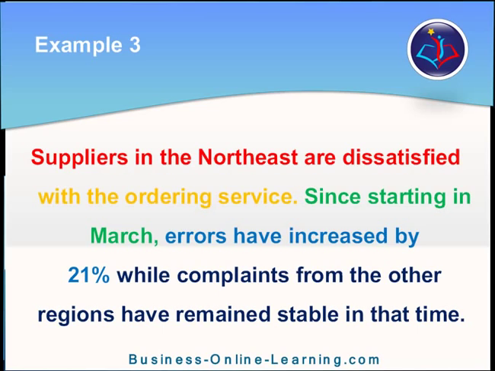Our third example. What is the problem? The suppliers in the Northeast are dissatisfied. Where are they dissatisfied? With the ordering service. When did this occur? Since starting in March. How much is this a problem? Errors have increased by 21%. How do we know this? While complaints from the other regions have remained stable at the same time.